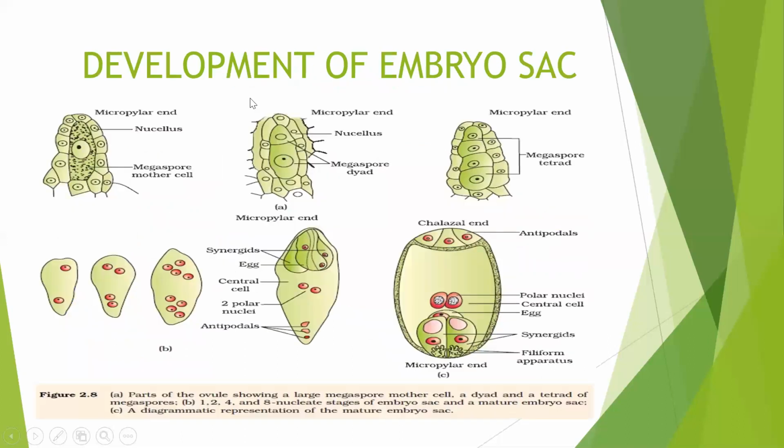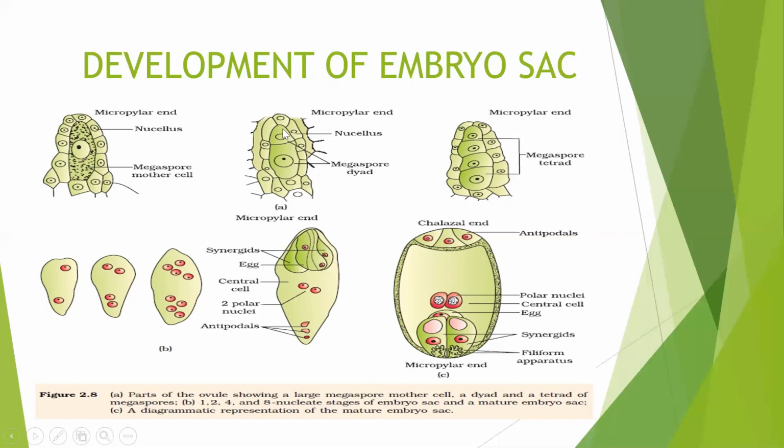Now let us see, I just told you that within the ovary there is an ovule, and within the ovule there is the embryo sac. Let us see now the development of the embryo sac. Children, the cells present inside the ovule are known as nucellus cells, and one of the nucellus cells enlarges and is known as the megaspore mother cell. Now, the ovule has an opening known as the micropyle, and that side is known as the micropylar end.